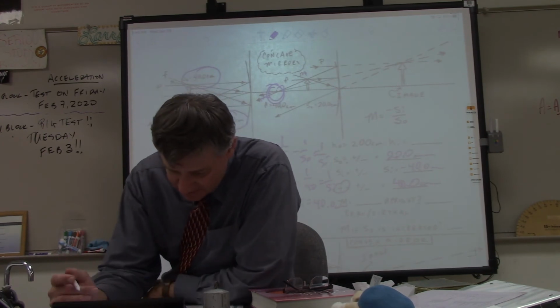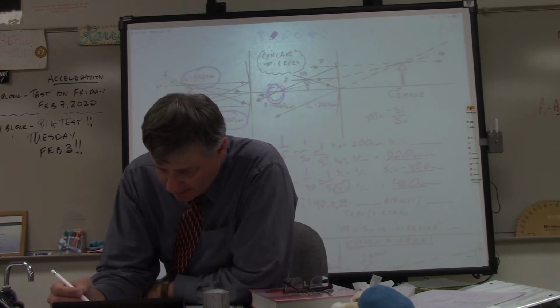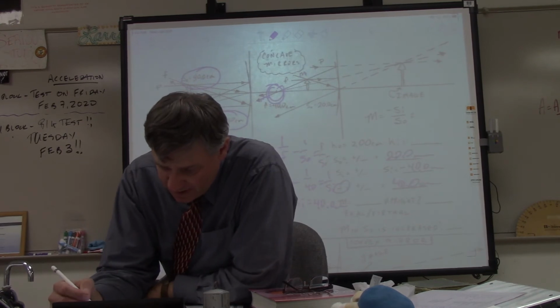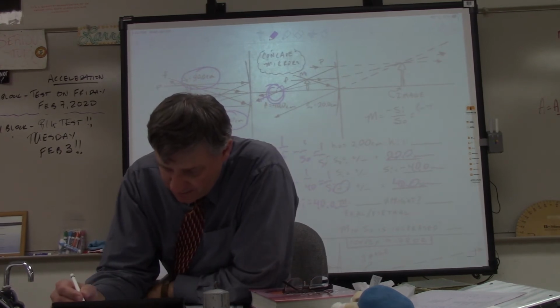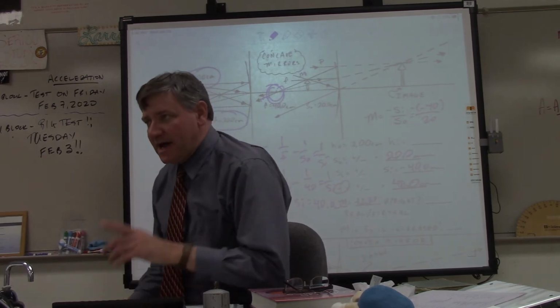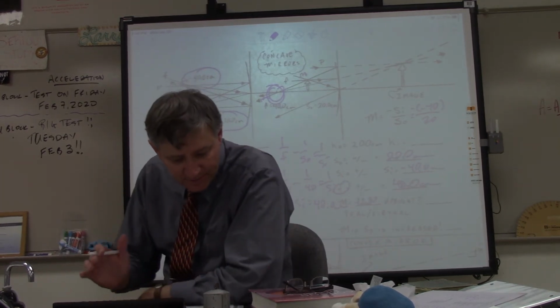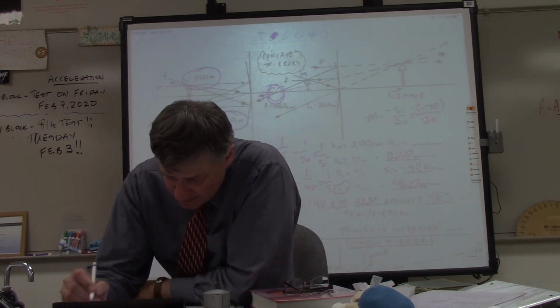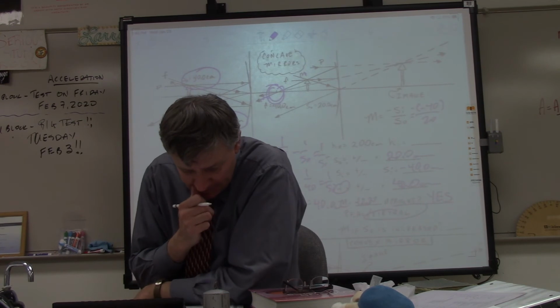Let me make sure I got the numbers right here. Okay, so my magnification is going to be negative of negative 40, which means 2, divided by 20, which gives me a magnification that's positive 2. So my magnification is positive, so therefore it is upright, and it's a virtual image, okay?